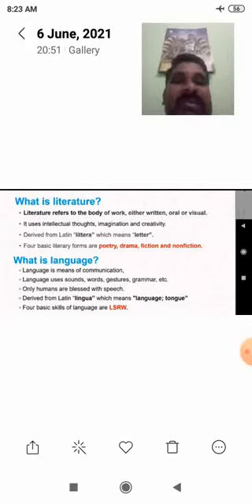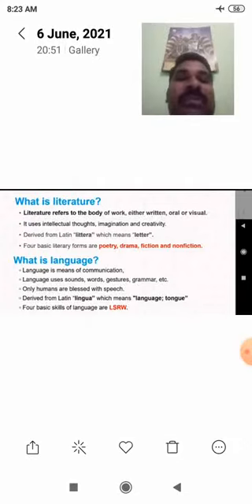Language uses sounds, words, gestures, grammar, etc. If we want to learn a language, first we capture or listen to sounds. Sounds are very important. Without knowing sounds, we can't pronounce or speak any language. So the first important role belongs to sounds.